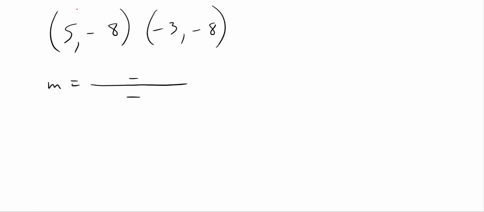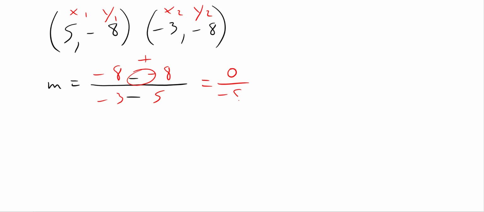So once again, it's not a bad idea. Label it x1, y1, and x2, y2. So if I plug it in, I get negative 8, and I get negative 8. And I get negative 3, and I get 5. So that's plus. So on top, you get 0, and on the bottom, you get negative 8.